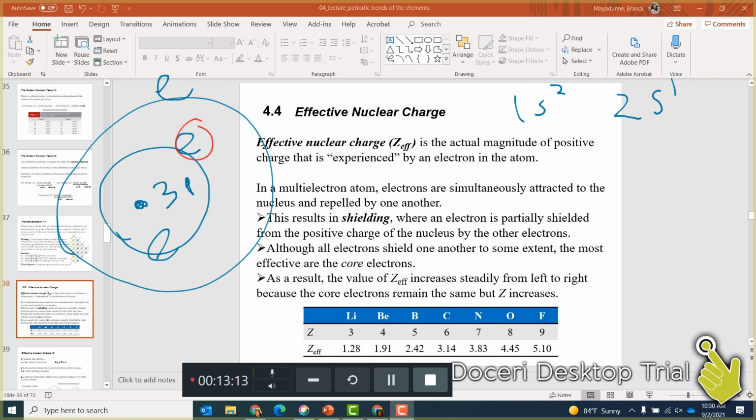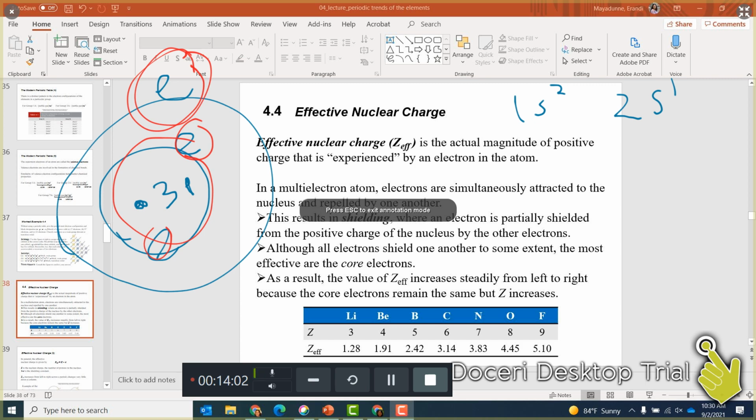These closest electrons may experience the charge of 3 positive, but this outer electron will not experience plus 3. That much of an attraction will not be experienced by the valence electrons. So even though you have 3 protons, it basically has an effective nuclear charge of about 1.28, because the inner core electrons shield the effect of the nucleus on the outer electron. The actual nuclear charge that the valence electron experiences is called the effective nuclear charge.